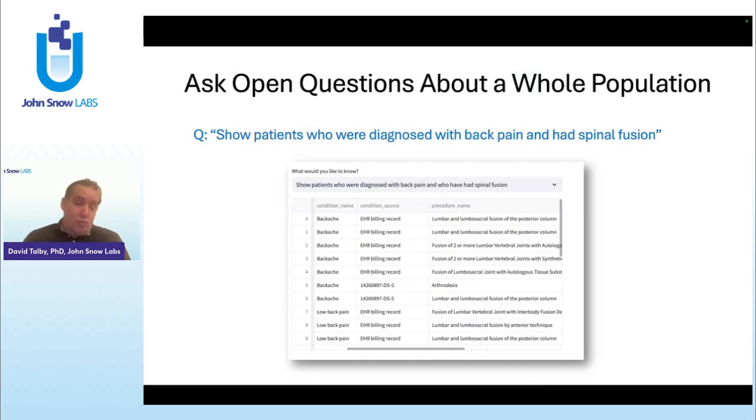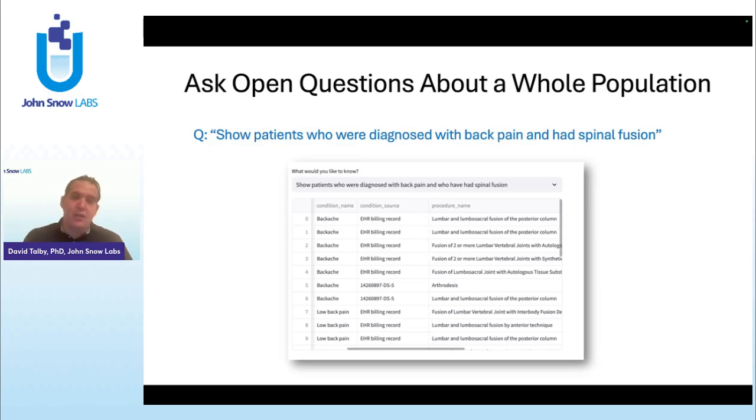So one thing you'd want to do is ask questions about one patient, but while we're at it, why not ask questions about the whole population? So basically build patient cohorts. If one big capability is summarizing a patient journey, another one is building patient cohorts. And here's an example: show patients who were diagnosed with back pain and had spinal fusion. And you can see a screenshot of the system providing a response.